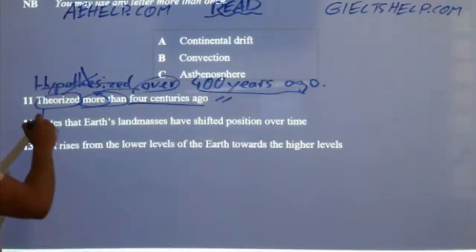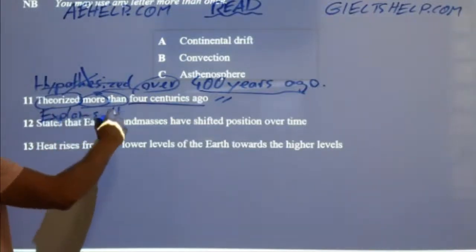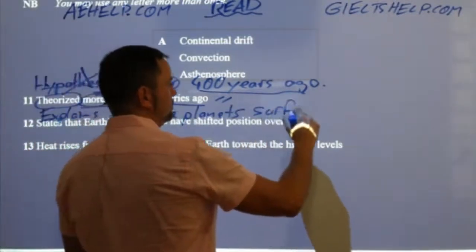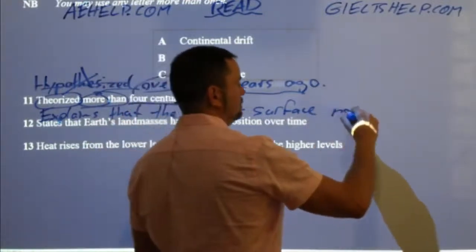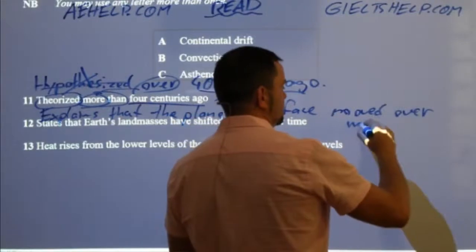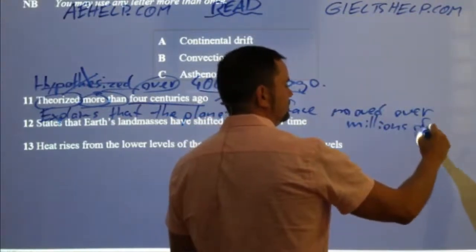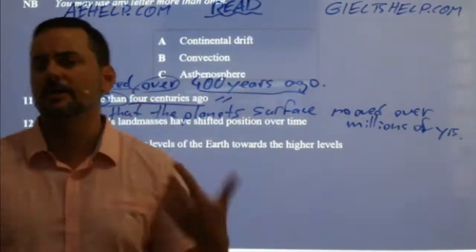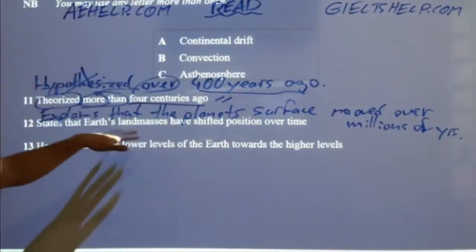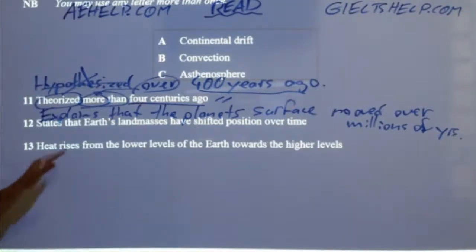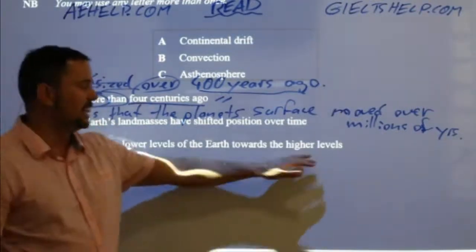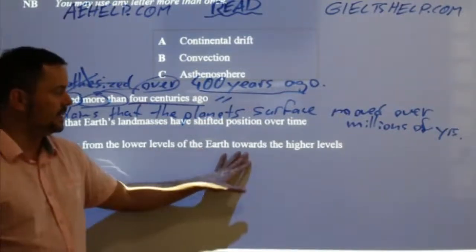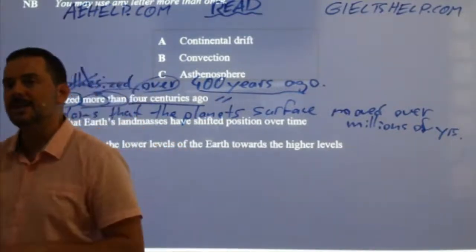Okay, so explains that the planet's surface moved over millions of years. Okay, so again, paraphrasing. So all I'm doing here is just thinking about different ways that I might see this information somewhere in the passage. Okay, heat rises from the lower levels of the Earth towards the higher levels. So hot temperatures move from lower altitudes on the planet to higher altitudes. That would be another way to do that.